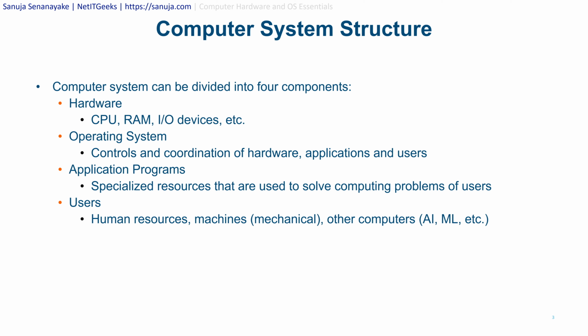Computer systems also interact with other computer systems, especially in applications related to artificial intelligence, machine learning, and cloud computing. We use multiple different computer systems interacting and communicating with each other. Those all fall under the category of users. So we have 4 categories: hardware, operating system, application programs, and users. What we're going to go over today are the fundamentals of the operating system, which controls and coordinates hardware, applications and users.